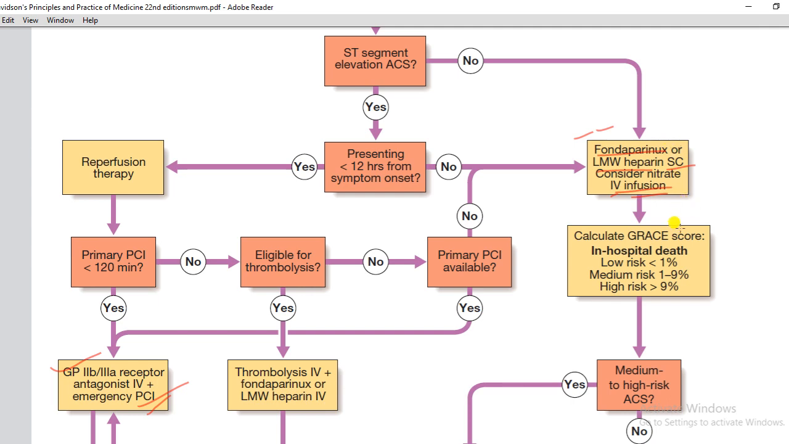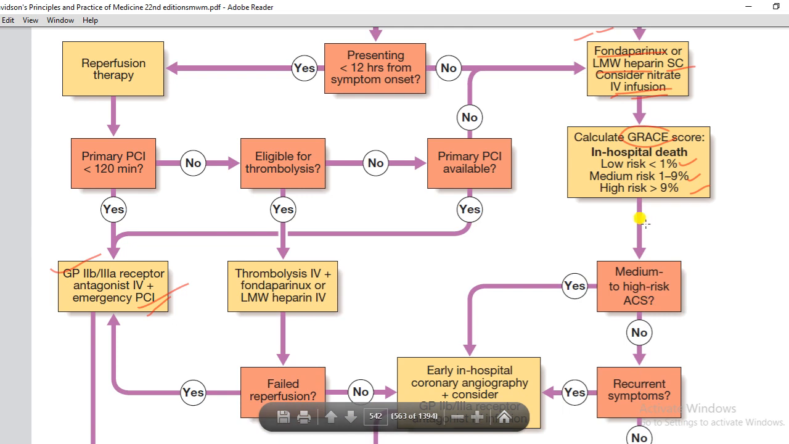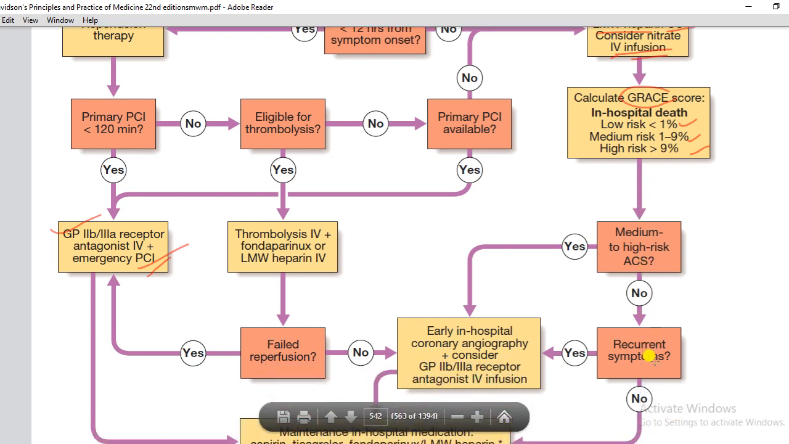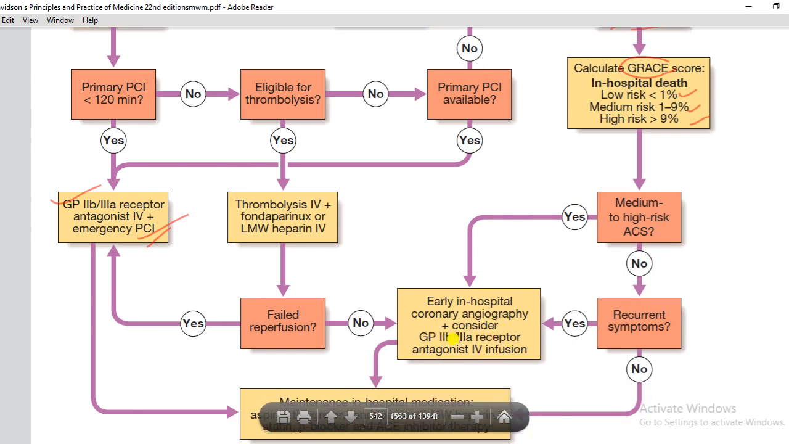Calculate the GRACE score. The in-hospital GRACE score categories are: low risk less than 1%, medium risk 1 to 9%, and high risk above 9%. If they fall under the medium to high risk category, then early in-hospital coronary angiography should be performed, and a GP receptor antagonist should be considered and infused.